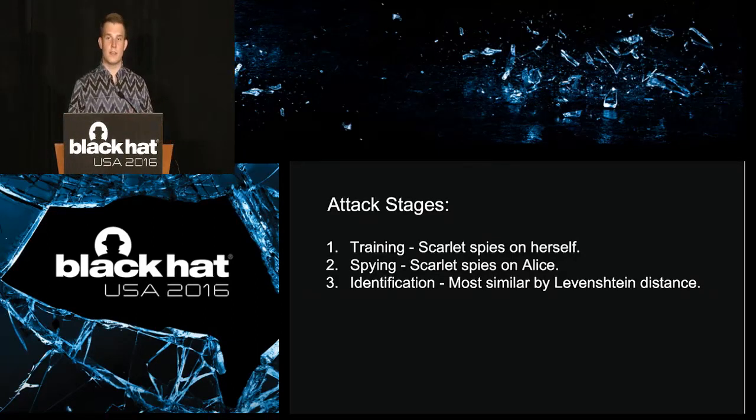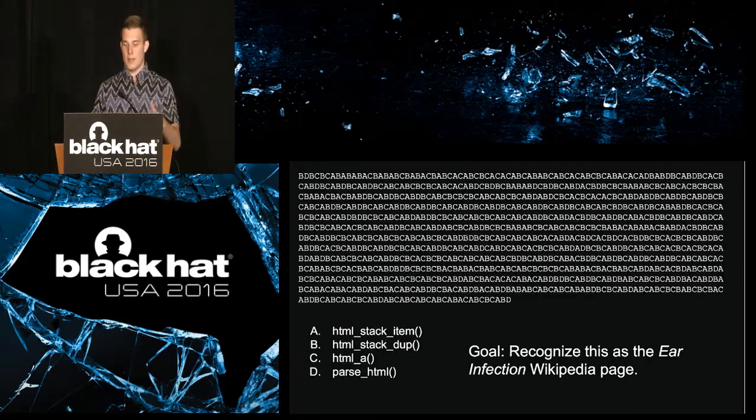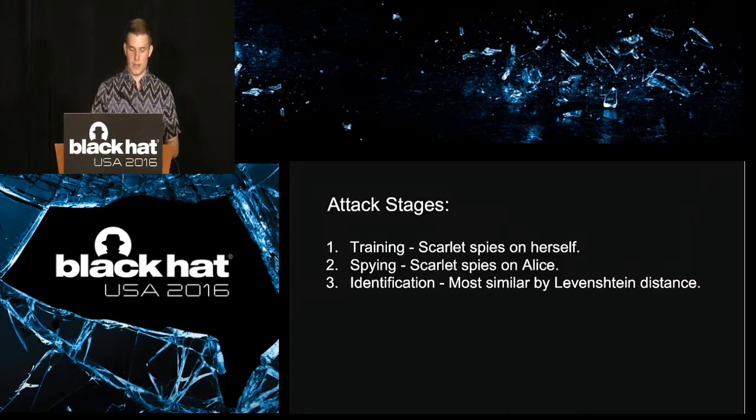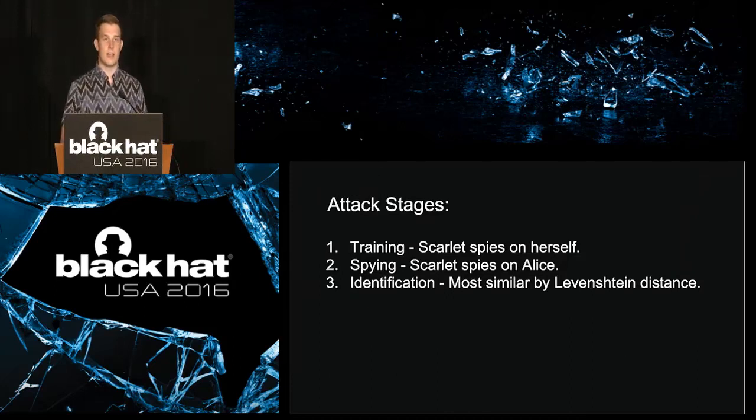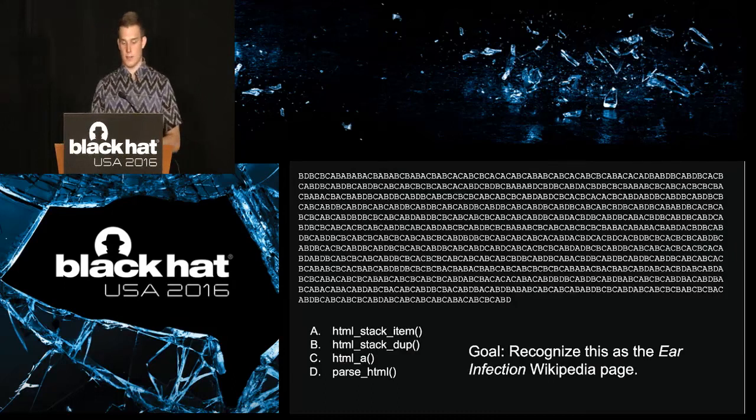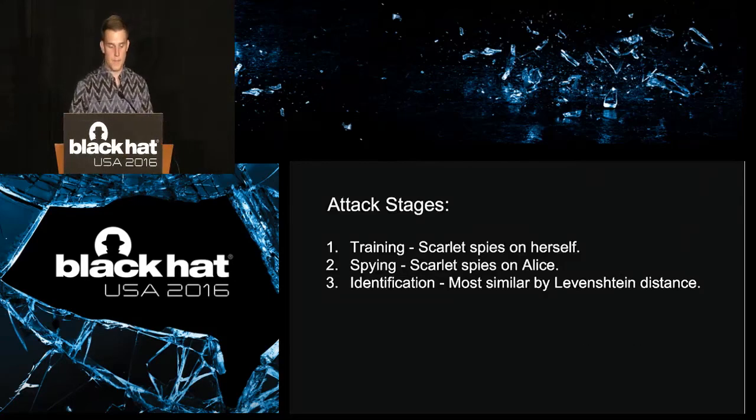And the way Scarlet does that is with a 3-stage attack. So in the first stage, what Scarlet is going to do is just spy on herself as she visits those 3 pages that she thinks Alice might be visiting. And she's going to get a bunch of these light bulb strings, and she's going to save those light bulb strings to files. Now, in the second stage of the attack, Scarlet's going to do the actual spying on Alice. She's just going to get one of these looking strings, and she's going to save that to a file.